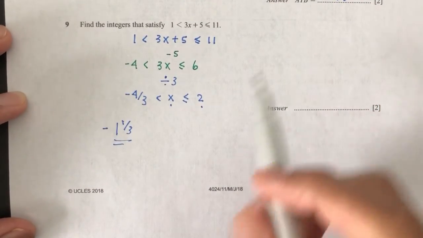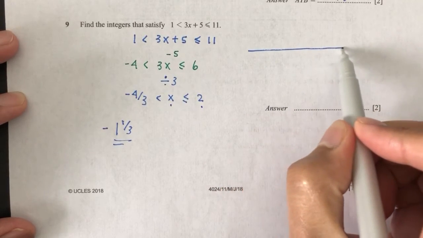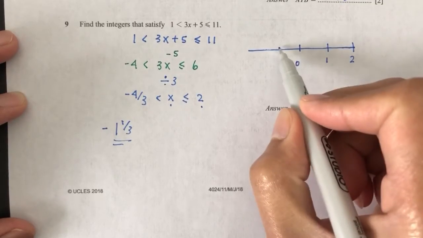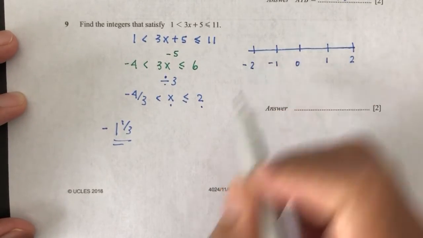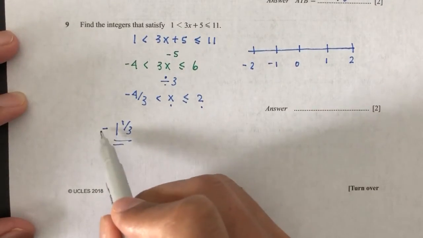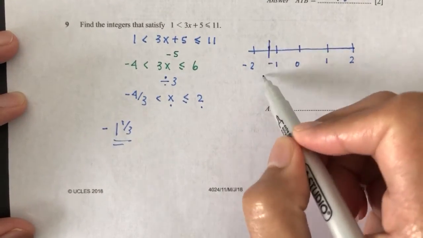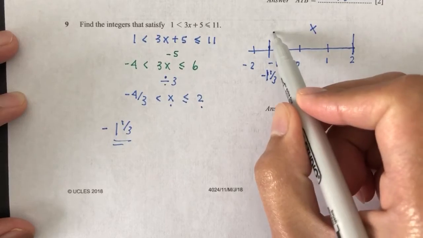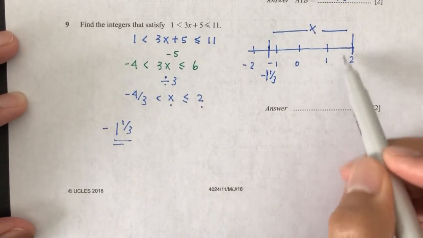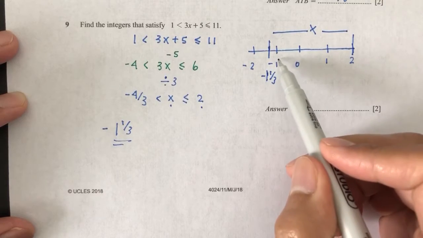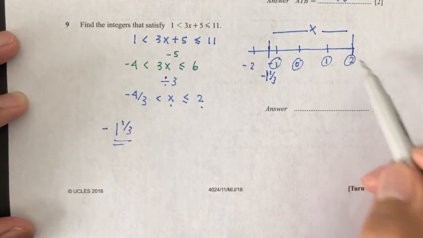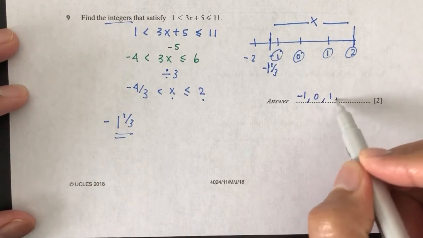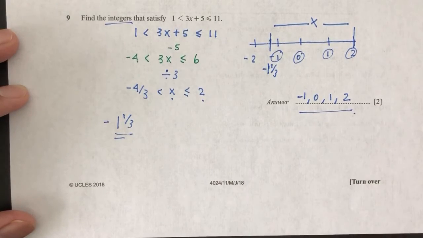So now let's draw a number line so we can know exactly where the values of x stand. This is 2, this is 1, this is 0, this is minus 1, and minus 2. The value of minus 1 and 1/3 will be about here. So minus 1 and 1/3, and 2. So x is between this and this, also equal to this. So the values of x will be minus 1, 0, 1, and 2. So the integer values of x will be minus 1, 0, 1, and 2. That is your answer for question number 9.